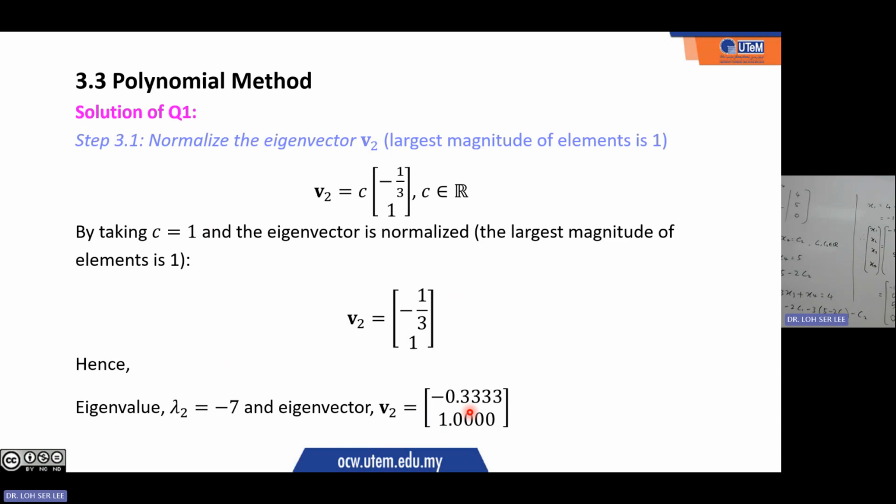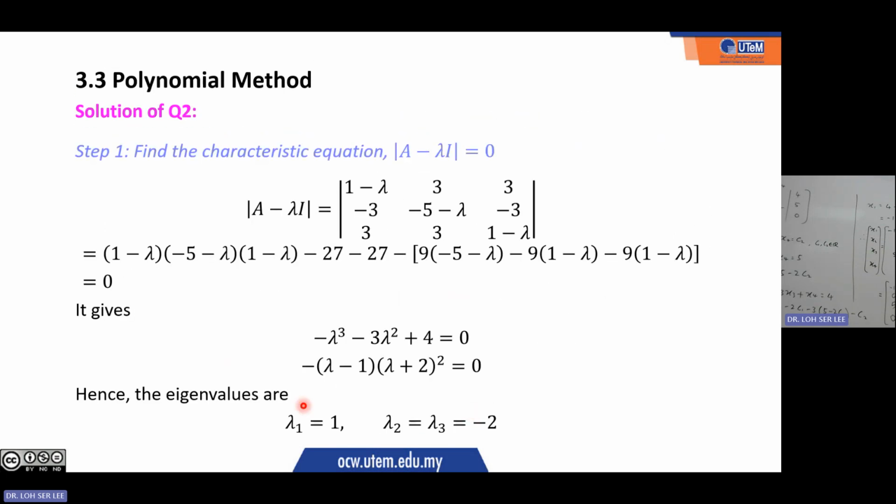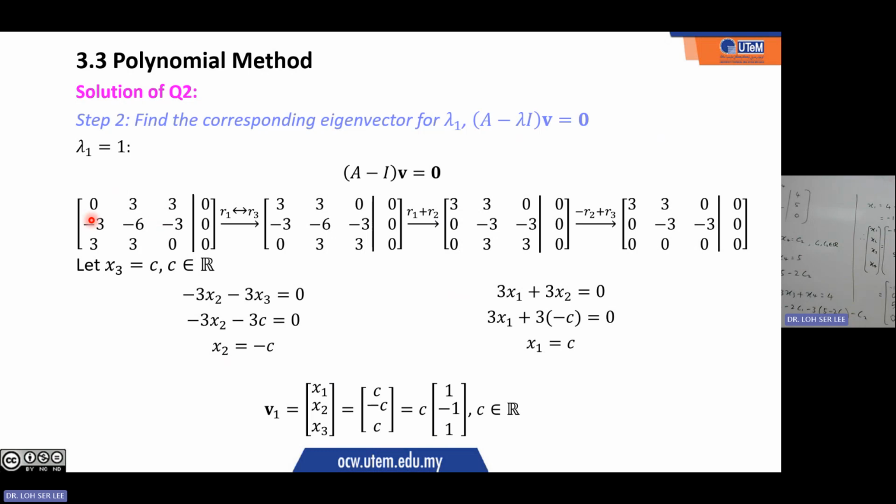Okay, now we look at the second question just now. We obtained lambda 1 is 1, so we substitute lambda by 1 here. Then we form this on the left, and on the right it will always be zeros. Okay, so here we row reduce.